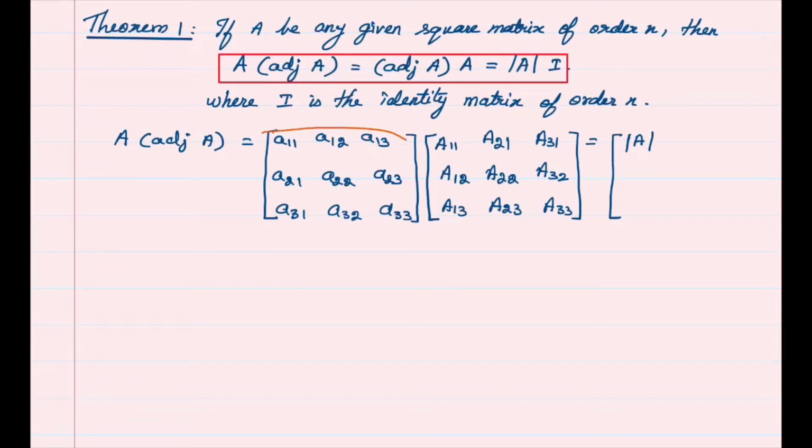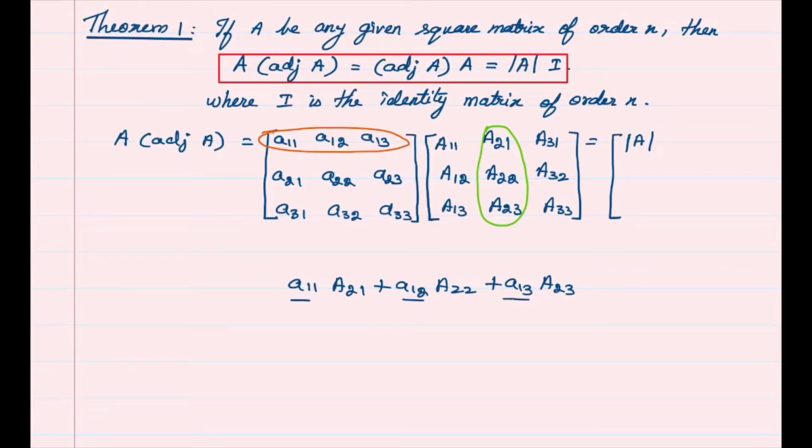And then we will multiply the first row with the second column elements. These are the cofactors of the second row elements. a11 A21 plus a12 into A22 plus a13 into A23. We are multiplying the first row elements with the cofactors of the second row. The answer will be 0. Similarly, the other element is also 0. Here we get determinant of A, 0, 0, 0, determinant of A, 0, and so on.